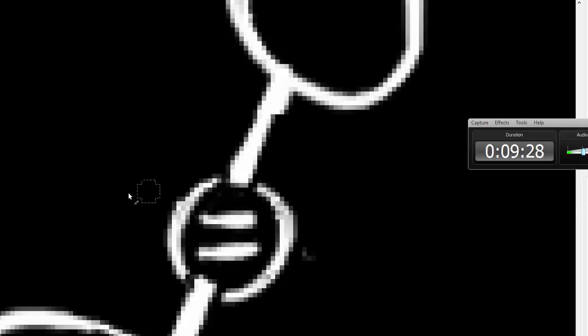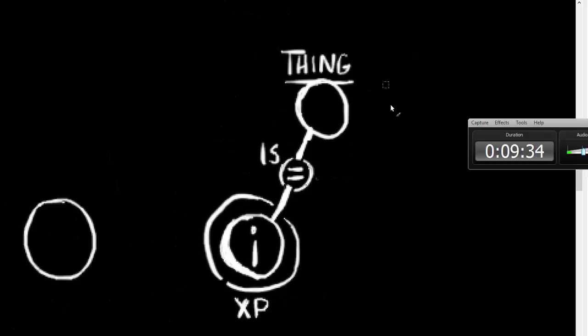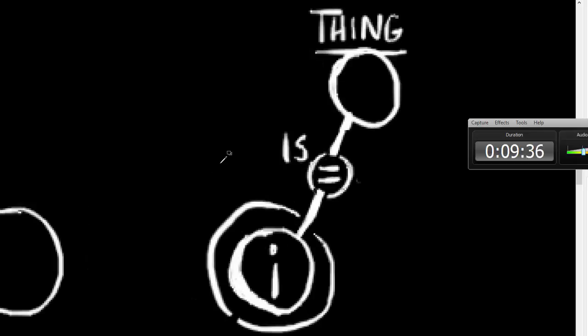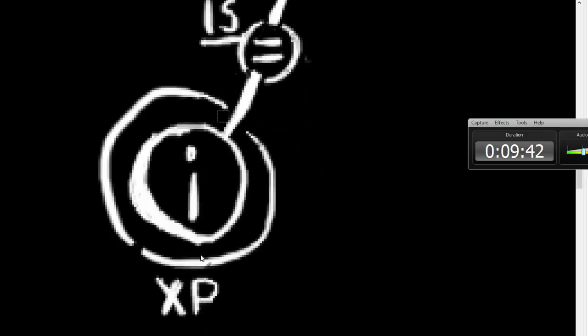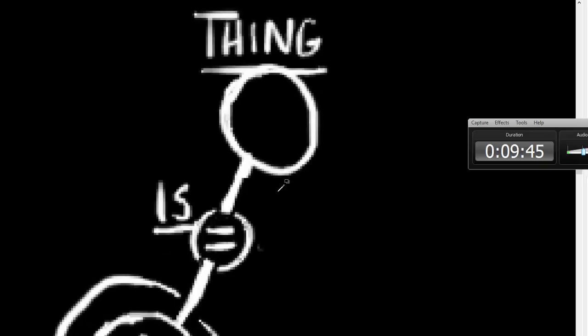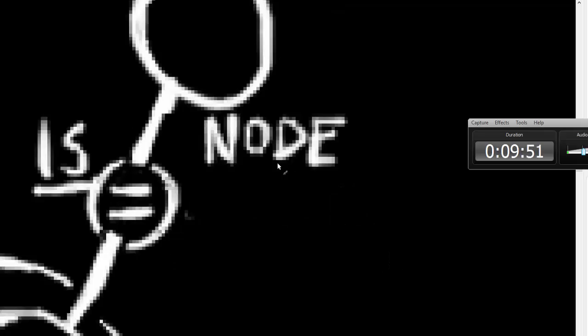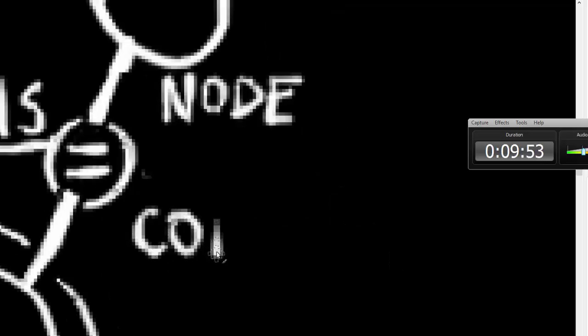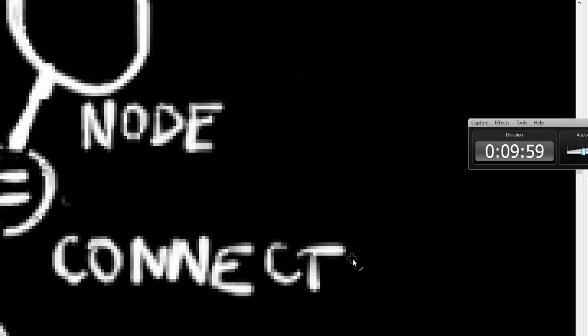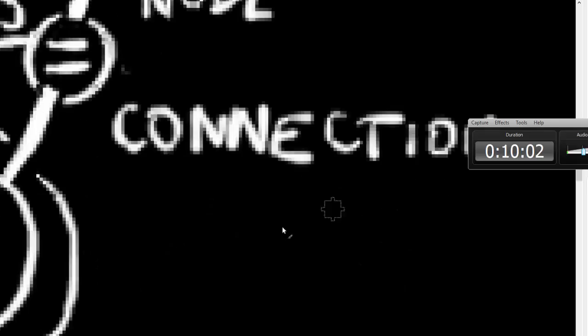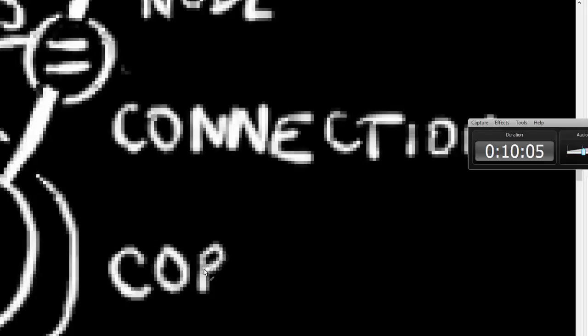Okay, so the equal sign is the name of a connection between every single node and the core. So this is the core and these are nodes. I guess I can do this and say that it's a node. I will actually put it anyways. Connection and core. Okay, so that's done.